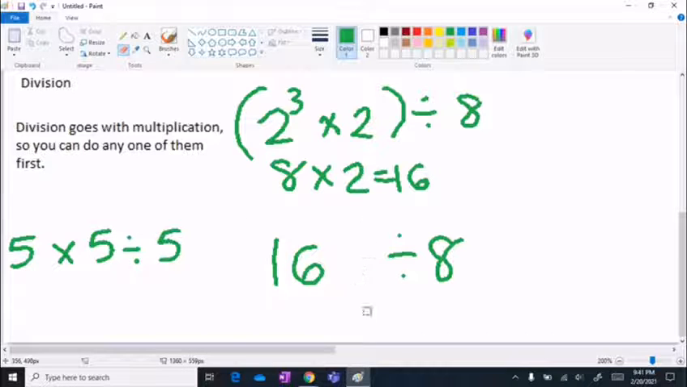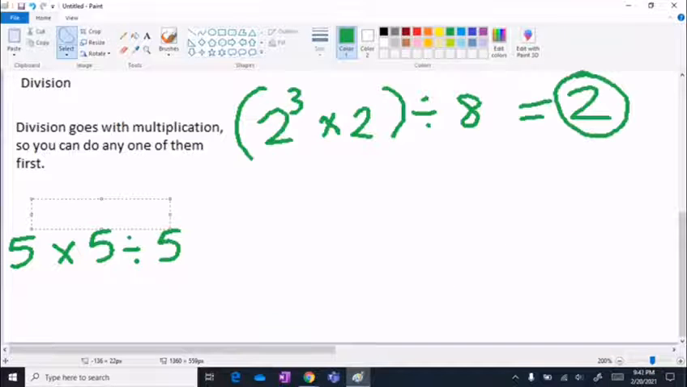So now all we have is 16 divided by 8. If you don't already know what 16 divided by 8 is, it's 2, because 8 times 2 is 16, so 16 divided by 8 is 2, or 16 divided by 2 is 8. And that's the answer to the first problem.